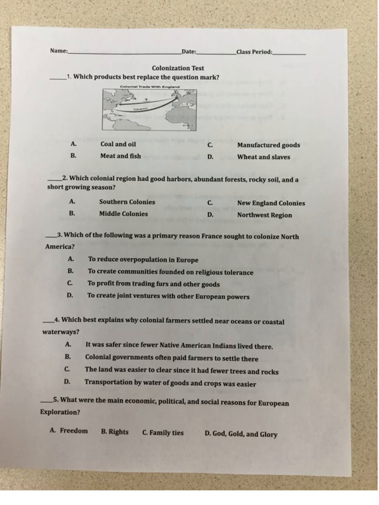Question number 4. Which best explains why colonial farmers settle near oceans or coastal waterways? Is it A, it was safer since fewer Native American Indians lived there, B, colonial governments often paid farmers to settle there, C, the land was easier to clear since it had fewer trees and rocks, or D, transportation by water of goods and crops was easier?